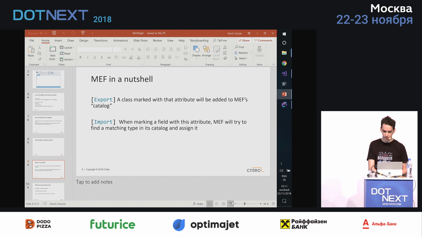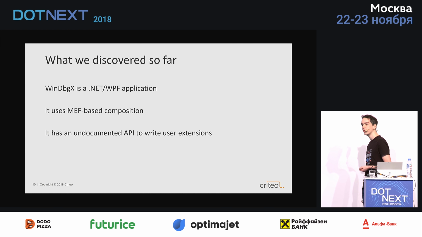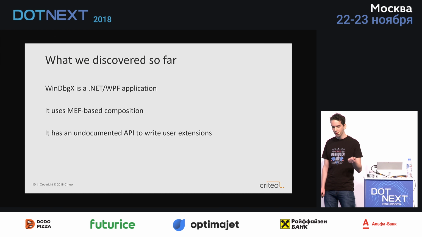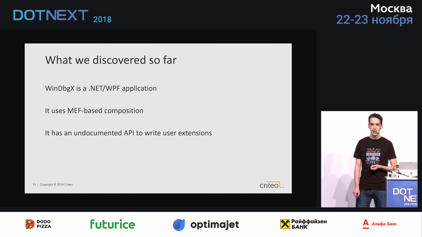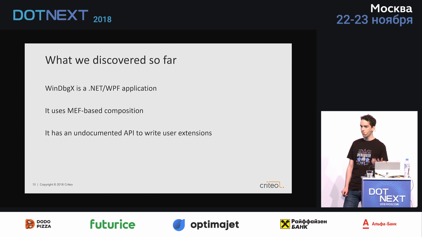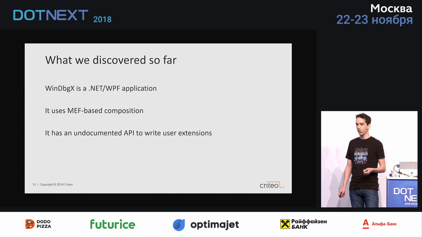So what have we learned so far? We learned that the new WinDbg, codenamed WinDbgX, is a .NET application with a WPF UI. We learned that it uses MEF for composition. And we learned that it has some kind of undocumented API to write user extensions. And so in the remainder of this presentation, we will dig into that undocumented API and find out how it works and what we can do with it.